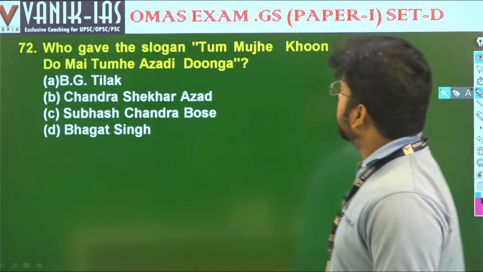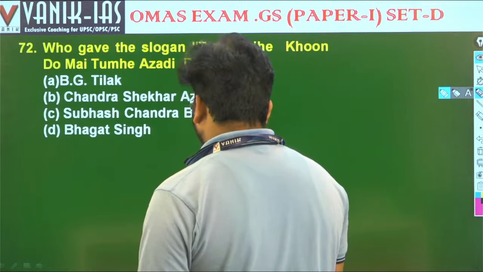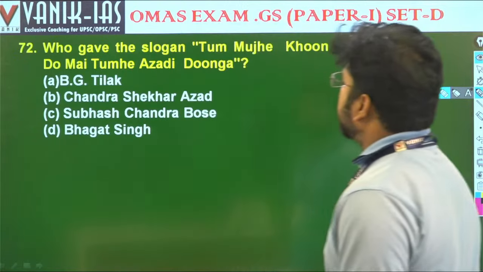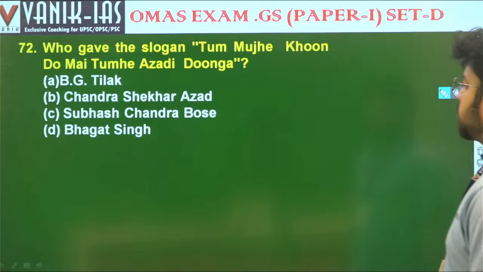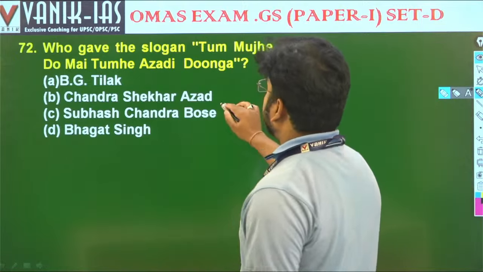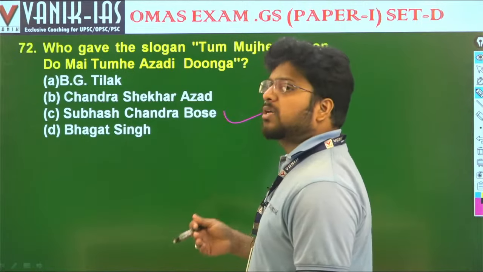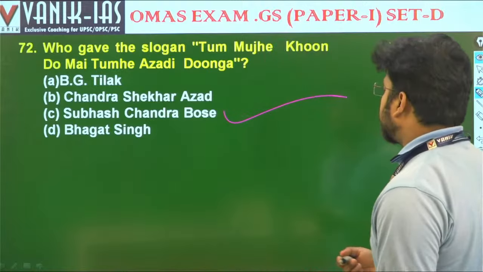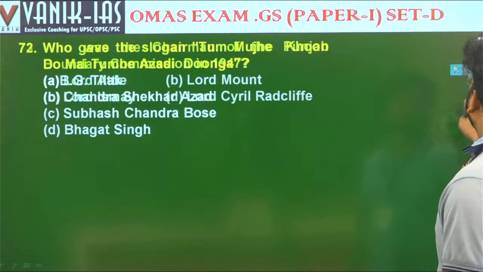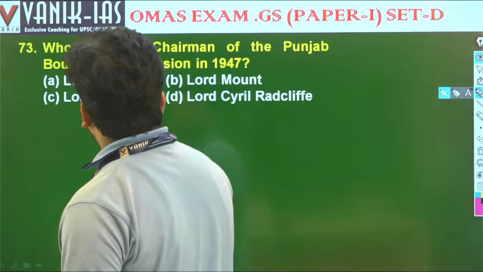Who gave the slogan, Tum mujhe khoon do, main tumhe azadi dunga? It is a very common question. Is it Vijay Tilak, Chandrasekhar Azad, Subhash Chandra Bose, or Bhagat Singh? Subhash Chandra Bose, right? Tilak gave the Swaraj slogan. Chandrasekhar Azad belongs to revolutionary terrorism, and Bhagat Singh also belongs to revolutionary terrorism. HSRA was their organization.